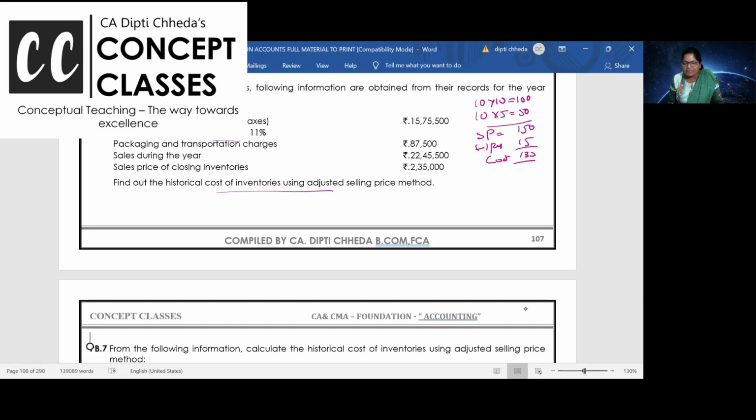Now the problem with this problem is that the selling price of the closing stock is given, but to come to stock, I need to know the profit margin, no? The GP or the profit margin, that is what is not known. So first we will get that in the working note.